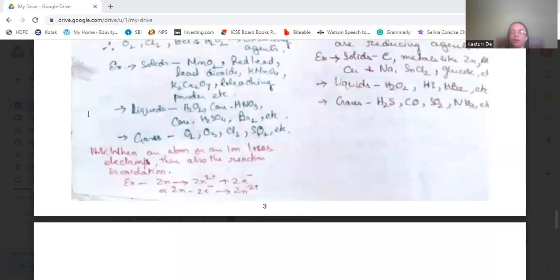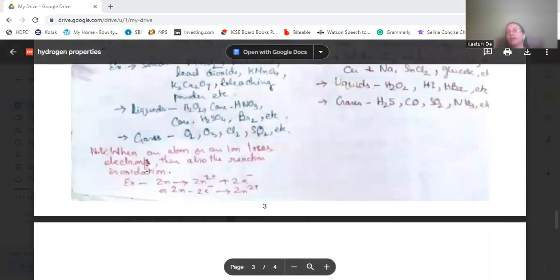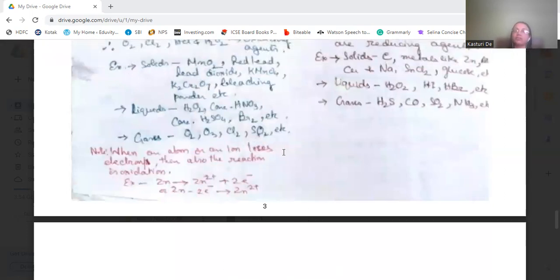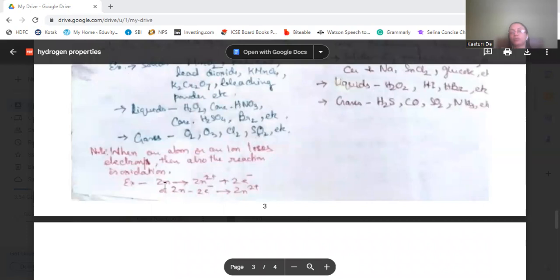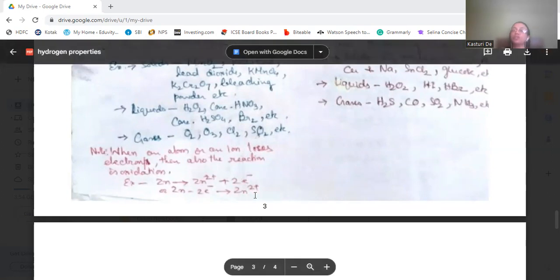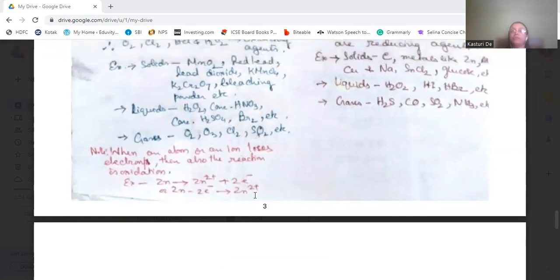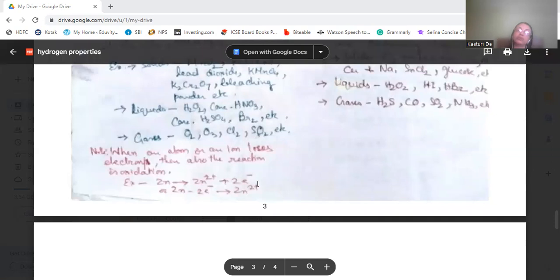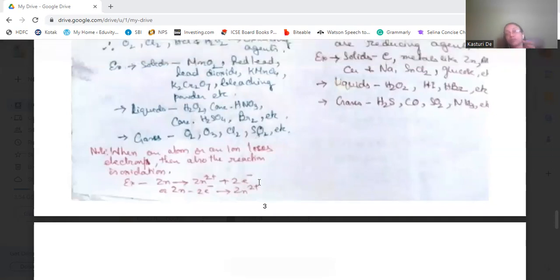Okay? So if an atom or electron is being lost, then what happens? The reaction becomes an oxidation reaction. Okay. So zinc loses 2 electrons to form zinc 2 plus ion. Therefore it is losing 2 electrons. So this is an oxidation reaction.